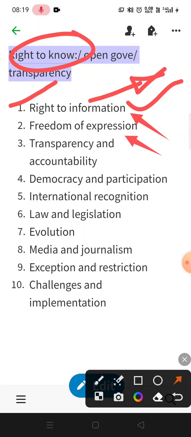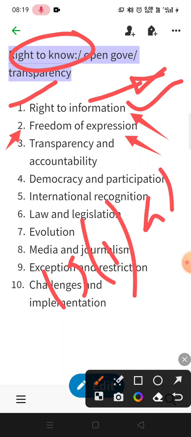Now, freedom of expression is very important. Why? The origin of the right to information comes from freedom of expression. In the Indian context, freedom of expression comes under Article 19(1)(a). It's a fundamental right, and people have the right to inquire of the government or seek any kind of information from it. So that is freedom of expression.